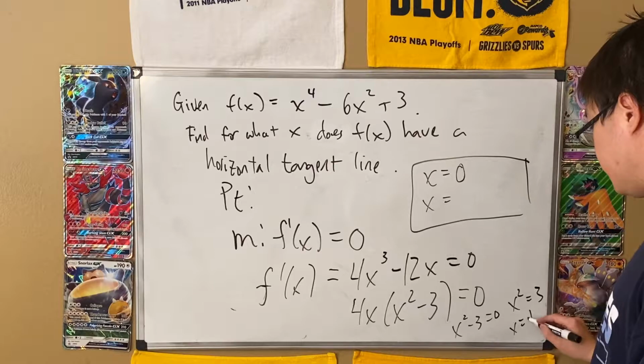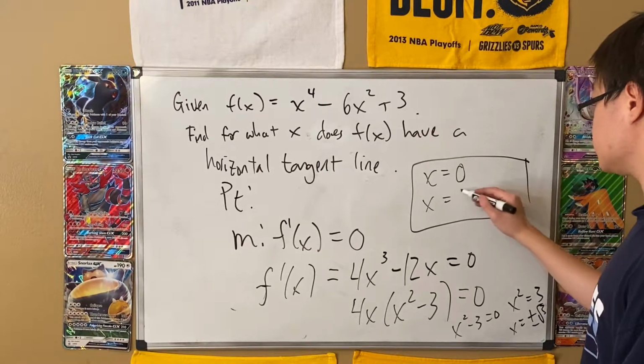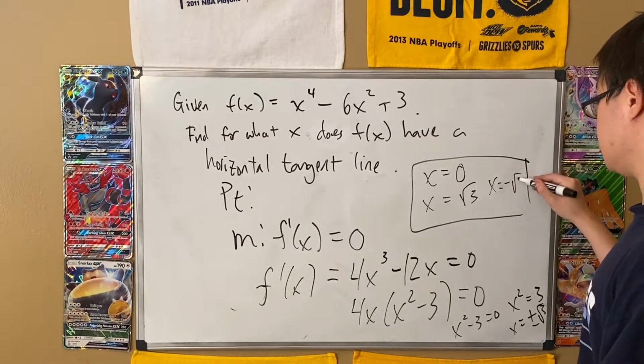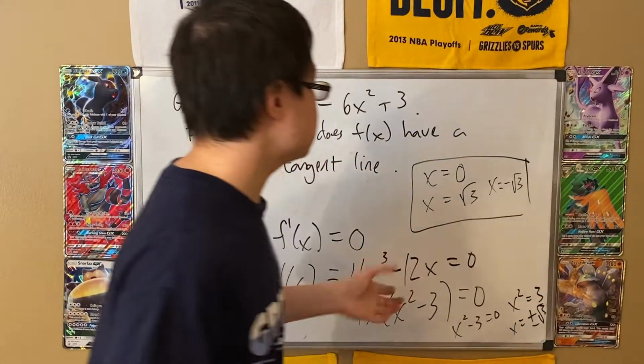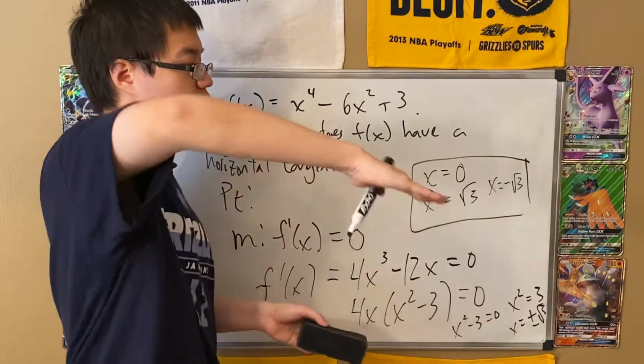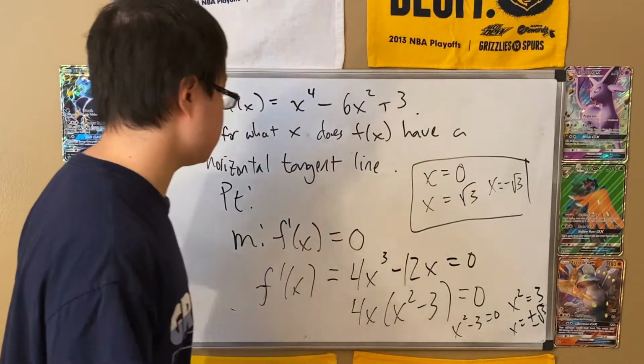That means x is equal to plus or minus root 3. So in this case, it's going to be root 3, and x is equal to negative root 3. So what is the significance of these x's? Well, if you looked at this function and you graphed it, you would see that the function has a horizontal tangent line. And that's the significance of this.